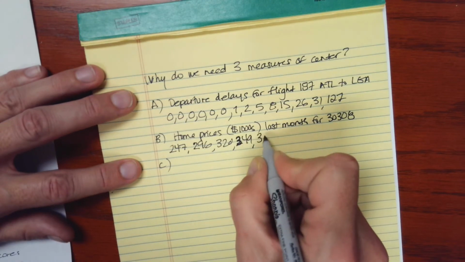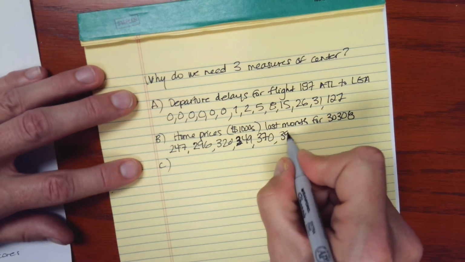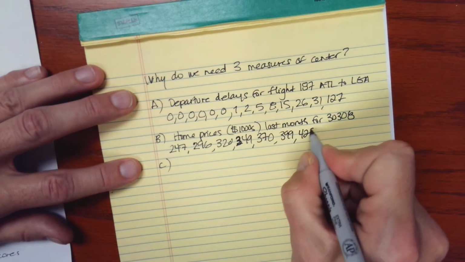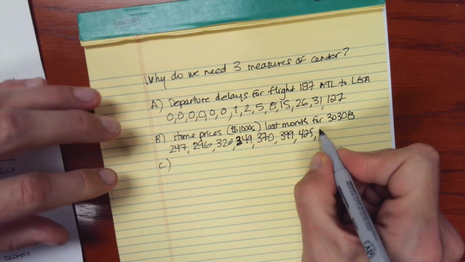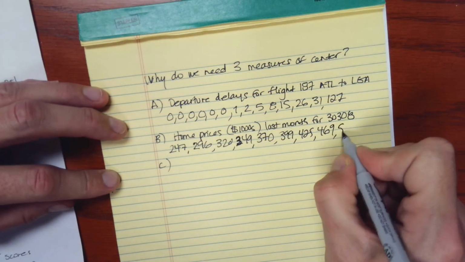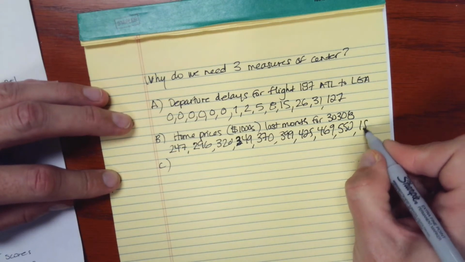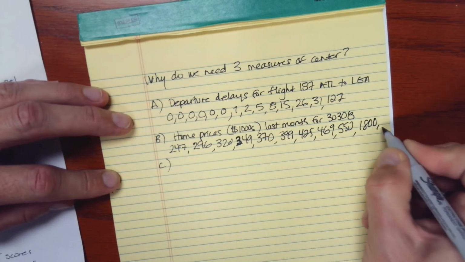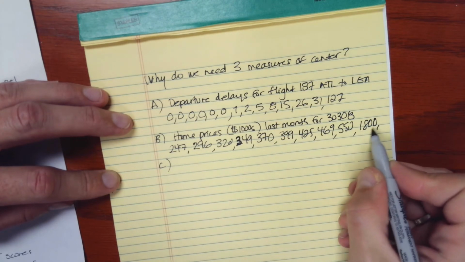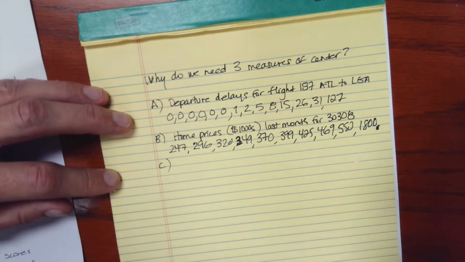Let's see, I'll keep these in order. 349, 370, 399, 425, 469, 550, and then we had this would be 1.8 million, so 1,800,000, and we'll just stop there.